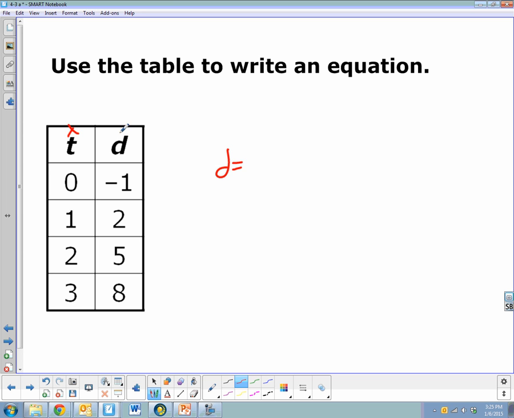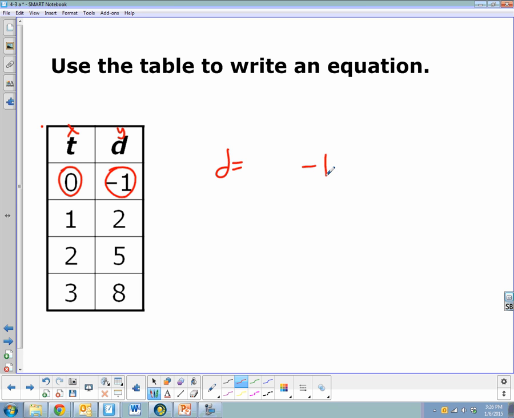You can pretend that was an x and that was a y. But in this case, they changed the letters on us, d and t. If 0 goes in, -1 comes out. So what's the only way to get from 0 to -1? The only way to get from 0 to -1 is to subtract 1. So we know there has to be -1.